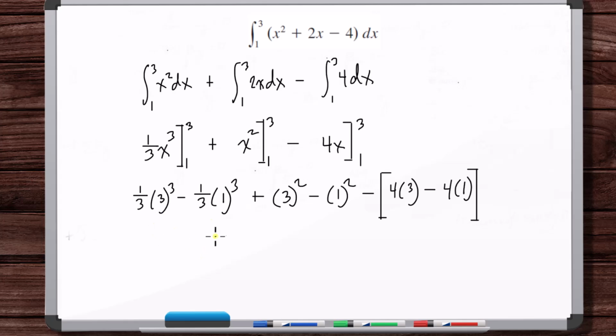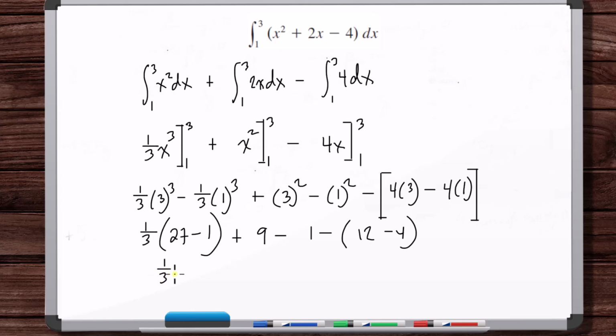Okay, so we can factor out the 1/3 here. So you've got 3 cubed minus 1 cubed. So that's 27 minus 1 plus 9 minus 1 minus 12 minus 4, okay? 1/3 times 26 plus 8 minus 12 minus 4 is 8. So it's just 26/3.